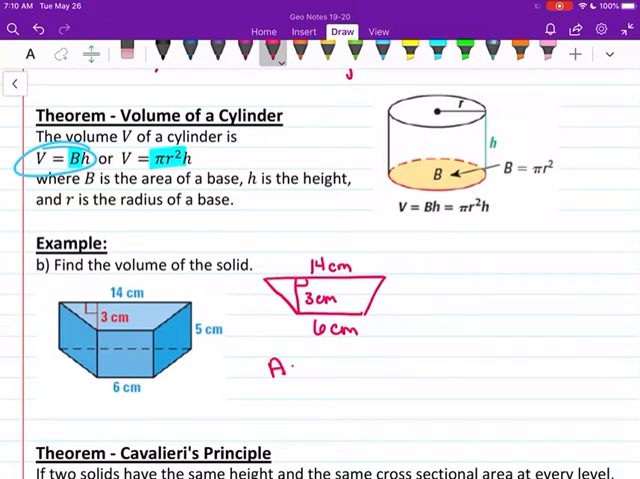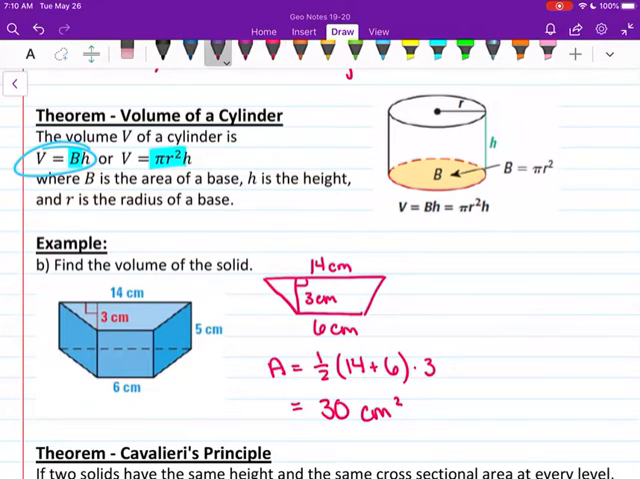So the area of my trapezoid is going to be 1/2 times the sum of the bases of the trapezoid. Remember, the bases are the parallel sides. So I'm finding the average of the parallel sides times the height of the trapezoid, which was 3. So I get 1/2 times 20, which gives me 10, times 3 is 30. So I have 30 centimeters squared as the area of that.